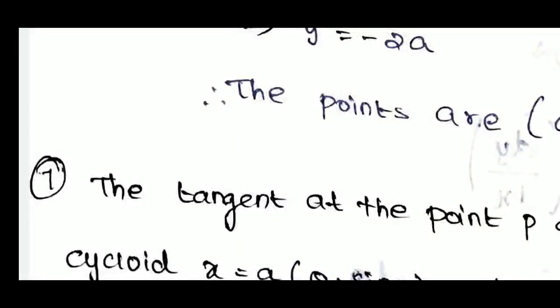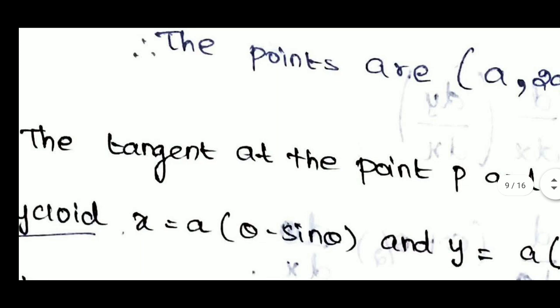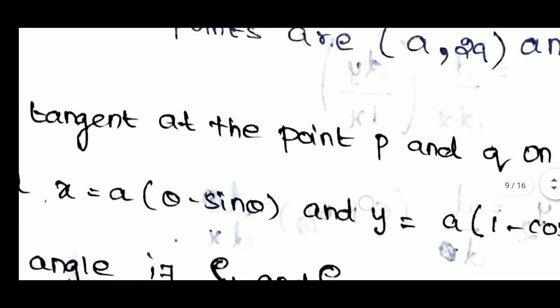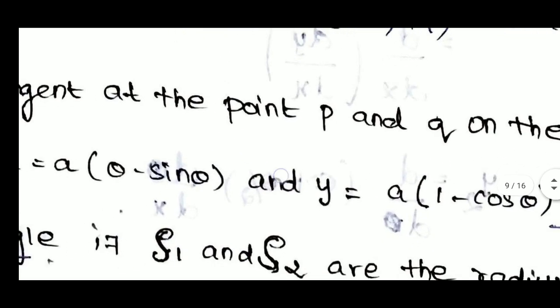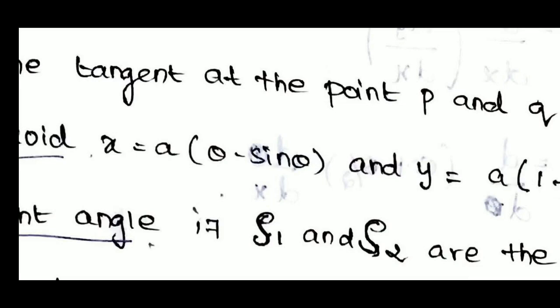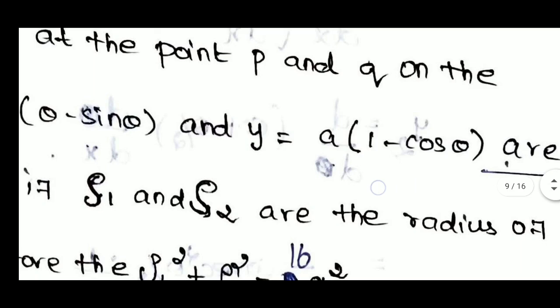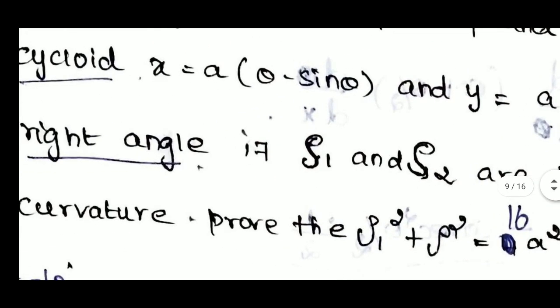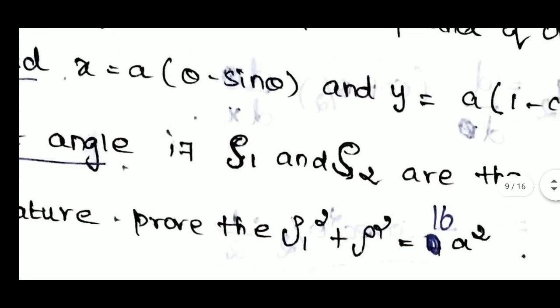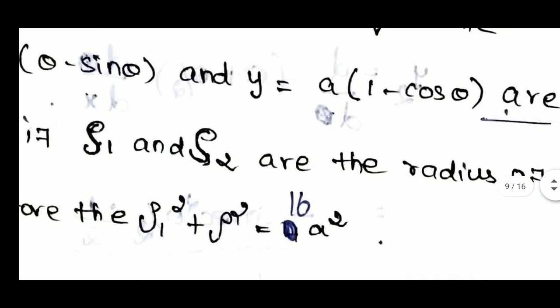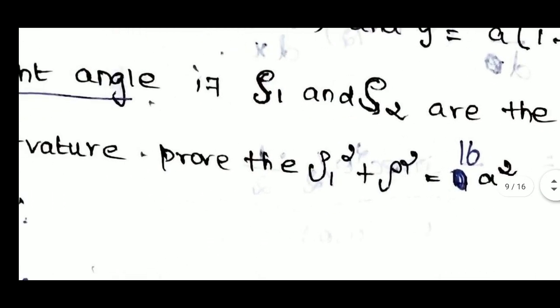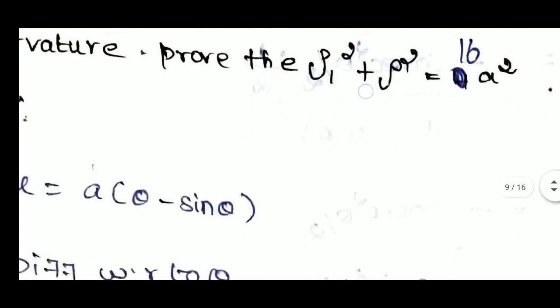We are going to see the seventh problem in radius of curvature. The tangents at the points P and Q on the cycloid x equal to a into theta minus sin theta and y equal to a into 1 minus cos theta are at right angles. If rho 1 and rho 2 are the radii of curvature, prove that rho 1 square plus rho 2 square equal to 16a square.